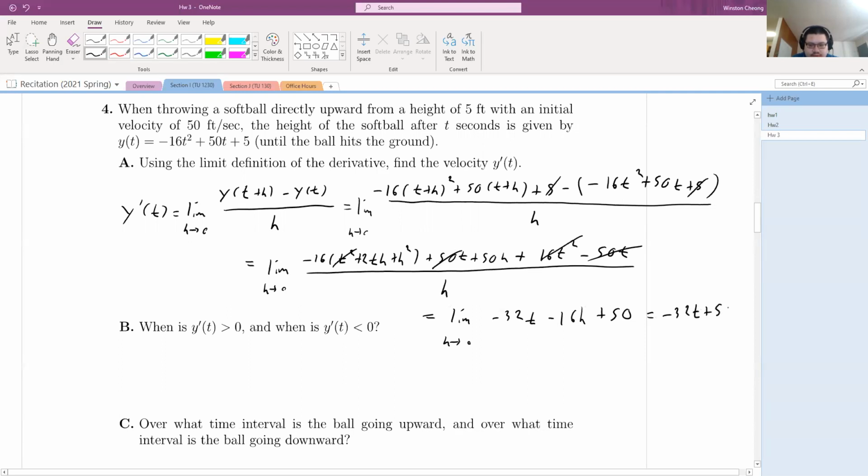32t plus 50. This is the derivative that we're expecting. You can also just use the power rule on this function, and you get 50 for this term, you get minus 32t for that term. So very easy check that this is the right derivative. Okay, does this make sense so far?